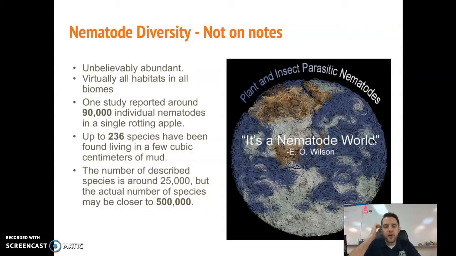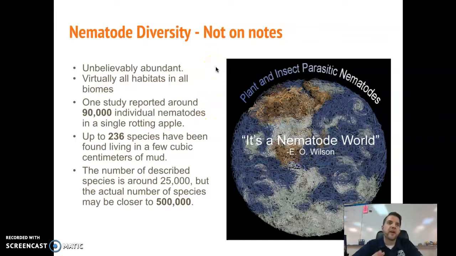So nematodes are some of the most common organisms on the planet. They are unbelievably abundant. If you have a single rotting apple, you can have 90,000 nematodes in there, most of which are not visible to the eye until there are enough of them that they become a blob of nematodes. So right now we know of approximately 25,000 species, but we are estimating that there are probably, based on the fact that we have not tested the soil on every part of the world, about 500,000 species. So nematodes are extremely diverse.